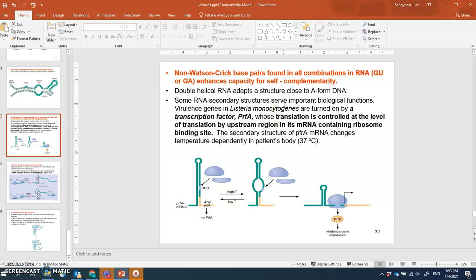So what is the importance of this diagram? The adoption of RNA structure into this form versus this form controls the translation process through the availability of the ribosome binding sequence. It's a kind of unique, novel mechanism where mRNA structure change controls the translation of a protein. Makes sense?